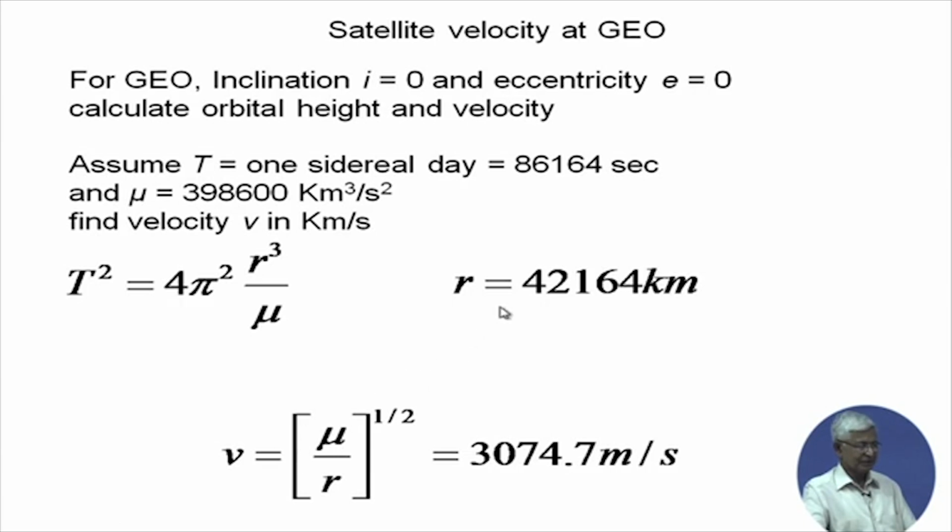So, putting this r for calculation of velocity, we get velocity is 3074.7 meter per second, that is roughly about 3 kilometers per second. If you recollect our initial rough calculation in a table, at 40,000 kilometer, velocity is of the order of 3 kilometer per second. It is coming here. Remember this number. At this velocity, the satellite moves continuously in geostationary orbit.